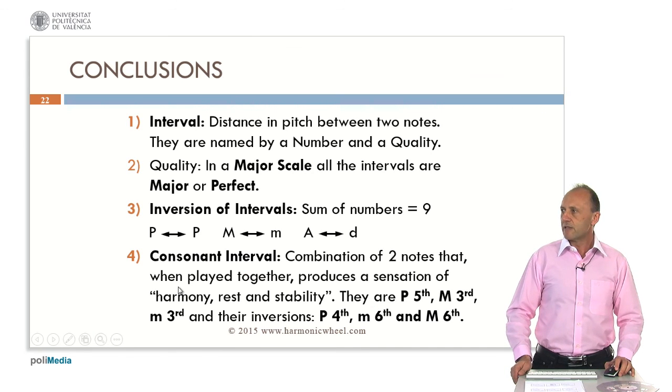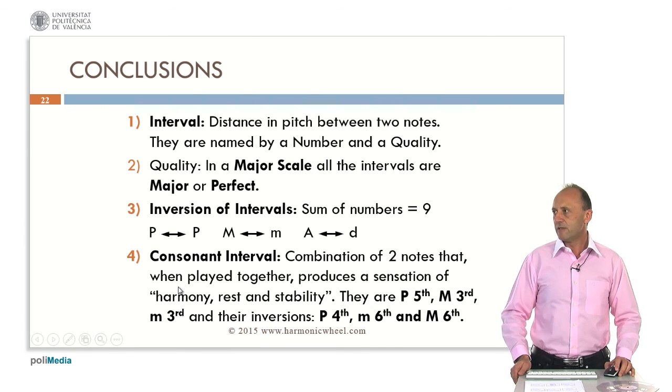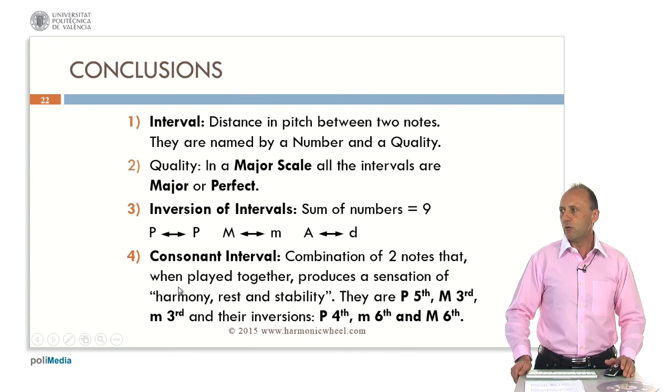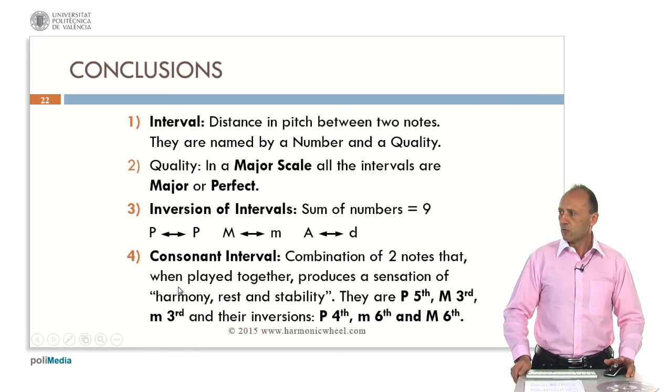As conclusions, we can say that an interval is the distance in pitch between two notes, and they are named by a number and a quality. The quality of the interval is based on a major scale. In any major scale, all the intervals from the tonic are major or perfect. When we invert an interval, we have two rules. The sum of numbers is 9, and the inversion of perfect is perfect, the inversion of major is minor, and vice versa, and the inversion of augmented is diminished, and vice versa.